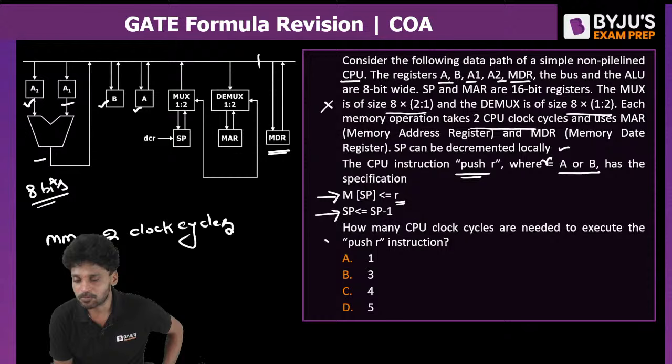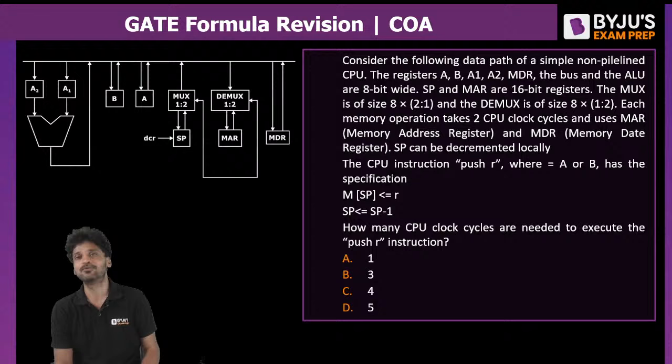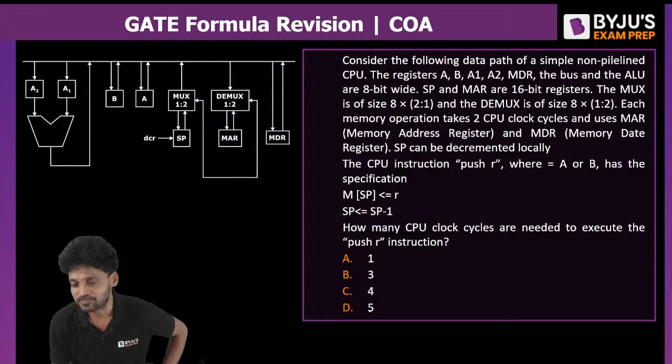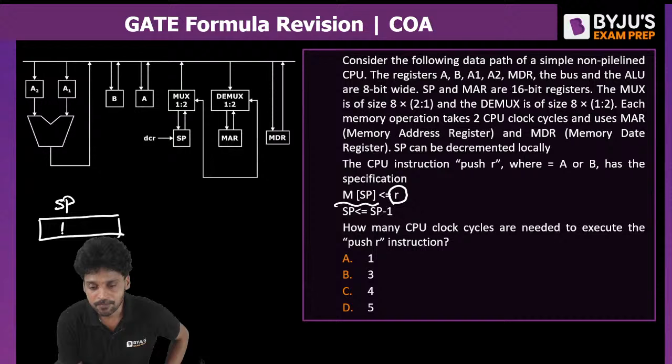Looking at the length of the question, you may feel that this is one of the most difficult questions ever. No, it is not a difficult question. If you understand it carefully, it's a simple question. I will tell you how simply you will be able to solve it. How many CPU clock cycles are needed to execute a push R instruction? I need to perform push R. What is the push operation? It means the value of R should get transferred to memory of SP. What is memory of SP? There is a register, the stack pointer register. In the stack pointer there is a value. When I say R will get transferred to memory of SP, SP will be taken as an address.